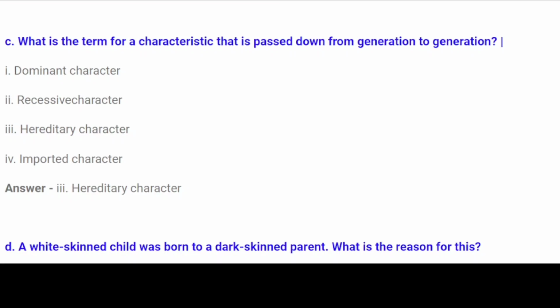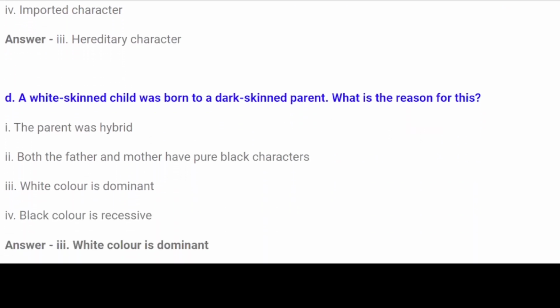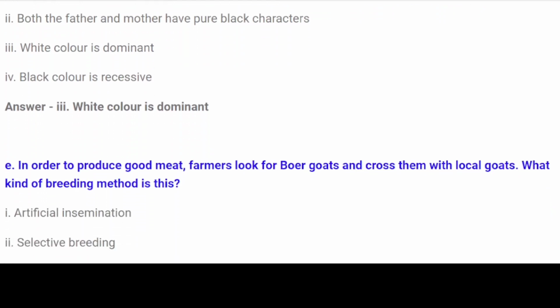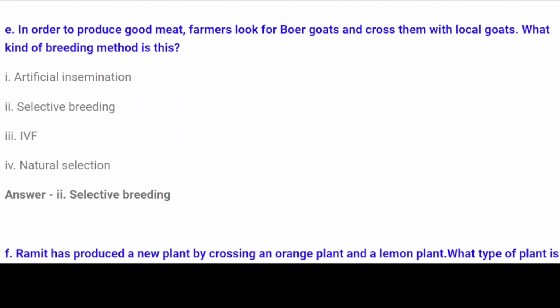Hereditary character. D. A white-skinned child was born to a dark-skinned parent. What is the reason for this? 1. The parent was hybrid. 2. Both the father and mother have pure black characters. 3. White color is dominant. 4. Black color is recessive. Answer: 3. White color is dominant.